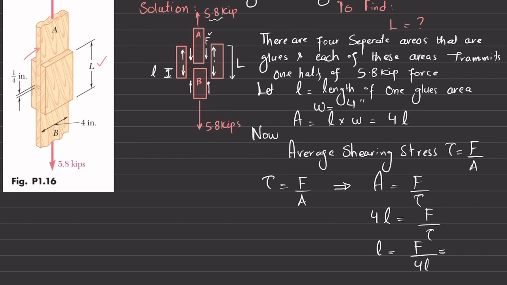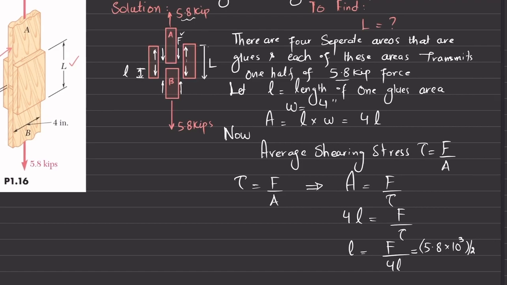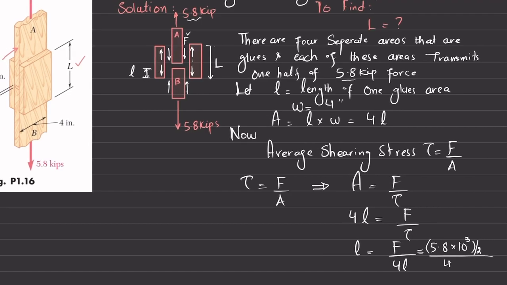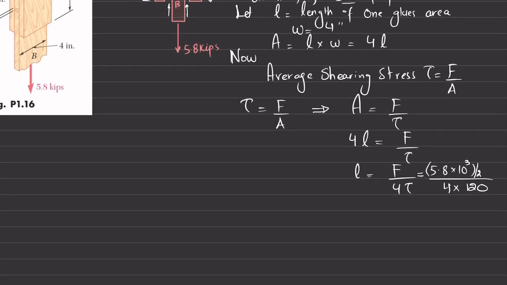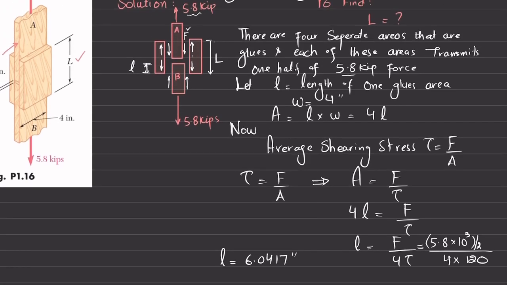So F is given as, F we have found, 5.8 divided by 2, 5.8 kips. So we'll convert it into 10 to the power 3 divide by 2, clear, and divide by 4 times tau, and tau is given as 120 psi. So when you calculate, you will get this length will be equal to 6.0417 inch.